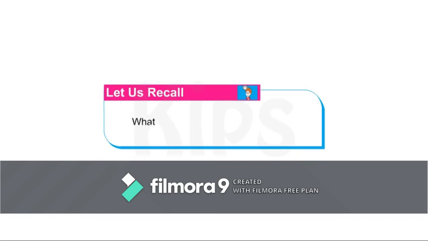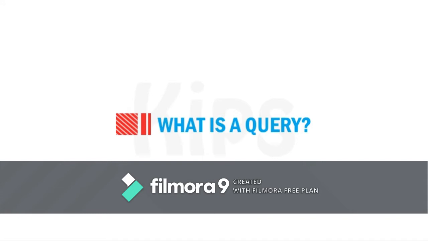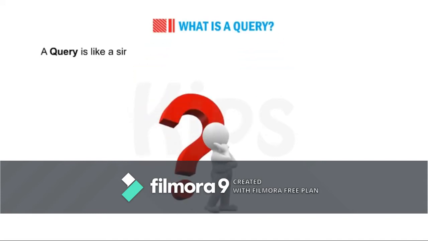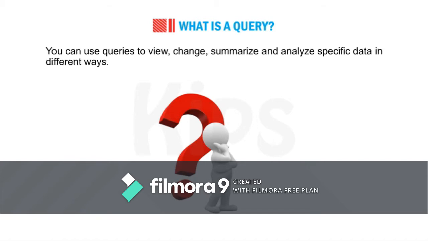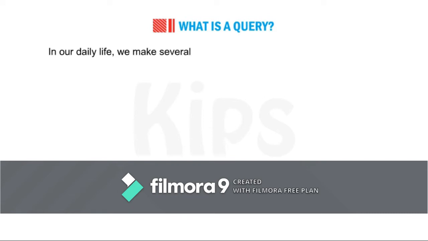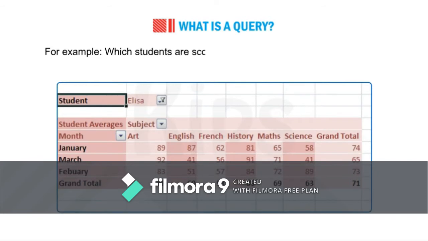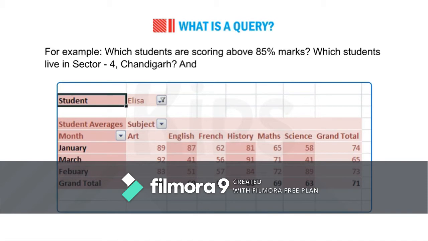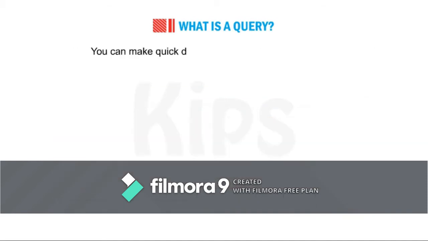Let us recall what is the importance of data type. Before moving forward, let us first talk about what is a query. A query is like a simple question that you ask to find specific information from the database. You can use queries to view, change, summarize, and analyze specific data in different ways. In our daily life, we make several types of queries to get specific information. For example, which students are scoring above 85% marks, which students live in Sector 4 Chandigarh, and so on. You can make quick decisions depending on that criteria.